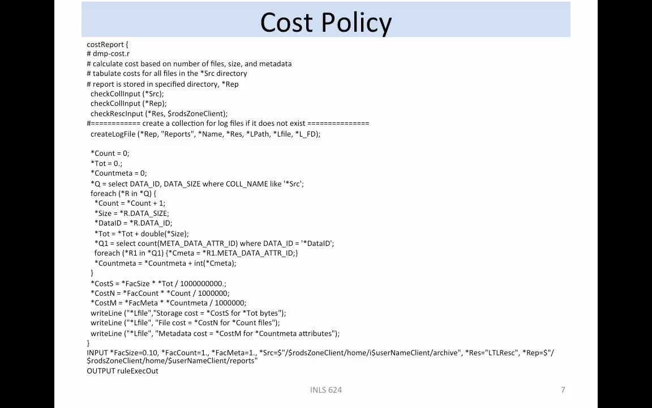The rule is available in Chapter 7.2 of the Policy Examples Workbook. The rule can be executed interactively by the data grid administrator. The rule checks the input variables for which collection to process and where the report should be written. The rule creates a log file for each execution, then loops over the files in the collection, adding up the costs. The results for size of storage, number of metadata attributes, and number of files is written into the report.